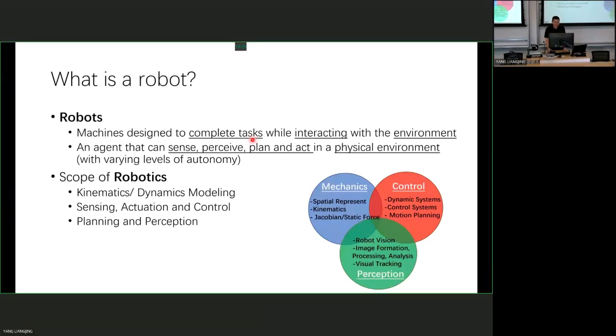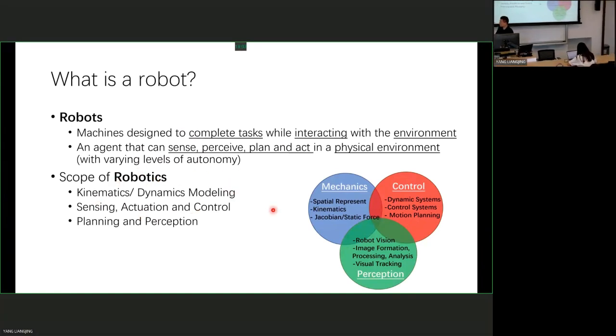So we are talking about designed machines. And another useful definition is that this robot should be able to sense, perceive, plan, and act in a physical environment, at different levels of autonomy. Sometimes a robot can do something totally independently, sometimes it does something with the guidance of human, and sometimes it is used to collaborate with human. So the scope will really cover kinematics when we talk about robotics, and the control part where we have sensing, actuation, and control, and finally planning and perception.